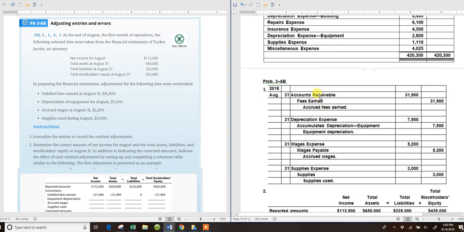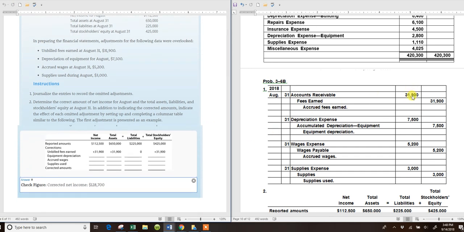All we do is say, okay, that's an asset. So I need to add that to my assets. I've just increased my assets by $31,900, and I just increased fees earned by $31,900. And revenues increase stockholders' equity, so that'll go up. Equipment depreciation is an expense, and expenses decrease stockholders' equity, so I need a negative there. And accumulated depreciation is a contra asset, so assets have debit balances. I credit it, so my assets are going to go down.